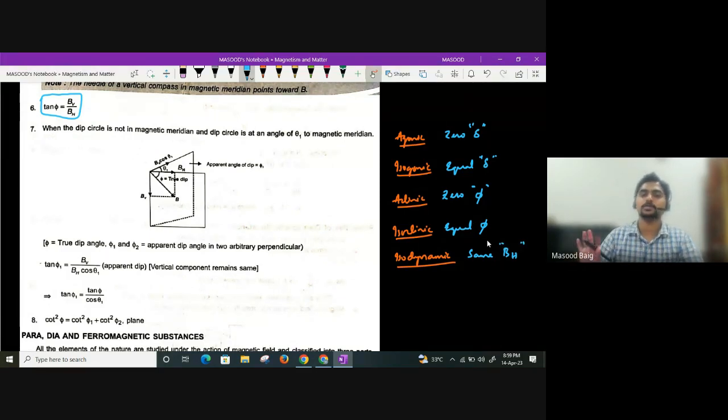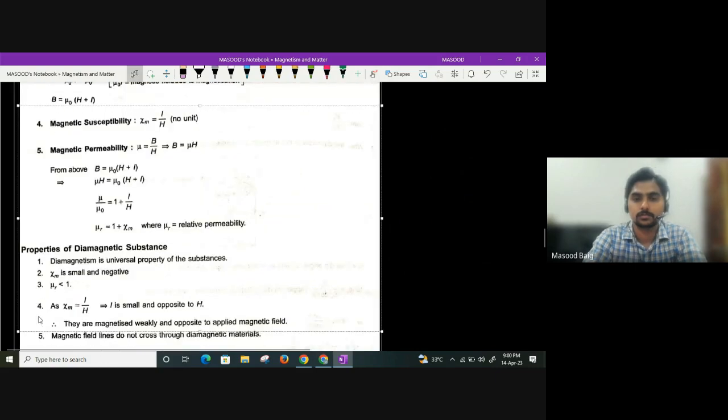So usually, the dip circle will lie in the magnetic meridian. Suppose it is lying in some other meridian or in another plane, then the angle of dip will be called the apparent dip, guys. So what is the relation between true dip and apparent dip? We can write cot square phi equals cot square phi 1 plus cot square phi 2. Is that clear, all of you? Yes or no?